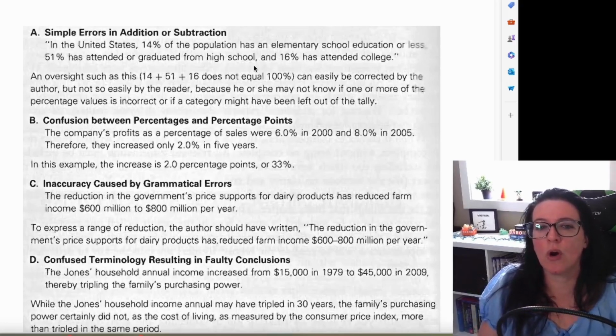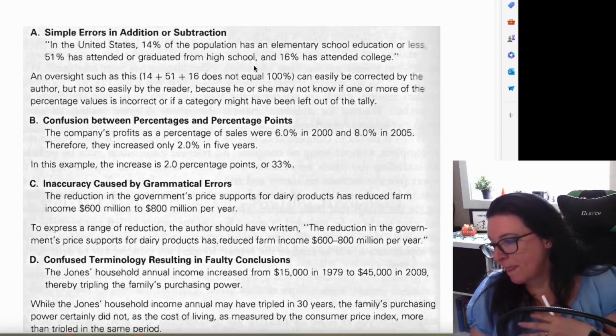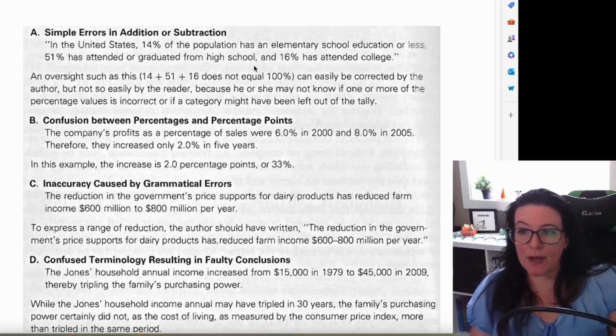So using more concise language, being clearer, putting it into layman's terms. Inaccuracy can be caused by grammatical errors.